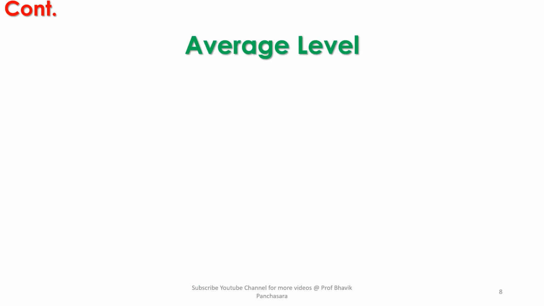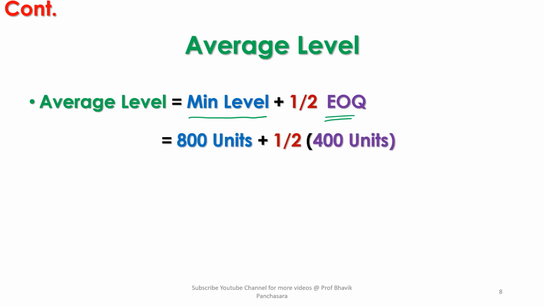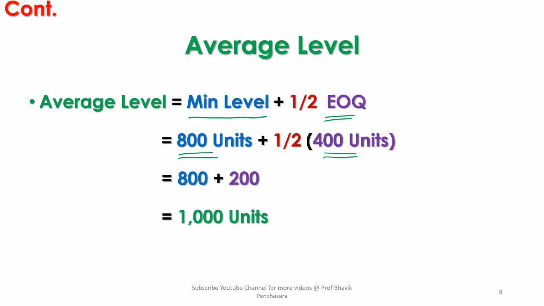Now finally we will calculate average level. The formula to calculate average level is minimum level plus 1/2 of EOQ. If we put the values, minimum level is 800 units plus 1/2 of 400 units of EOQ. By simplifying this, we will get the final answer, that is 1000 units for average level.